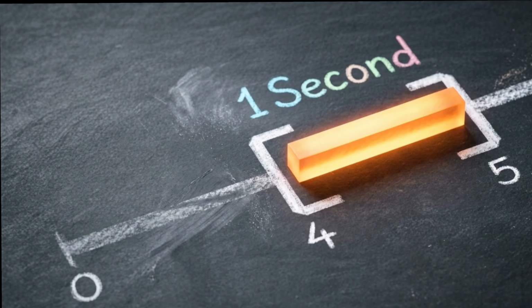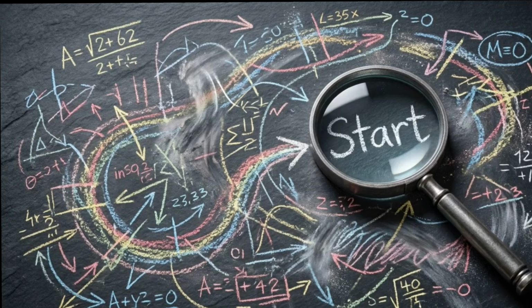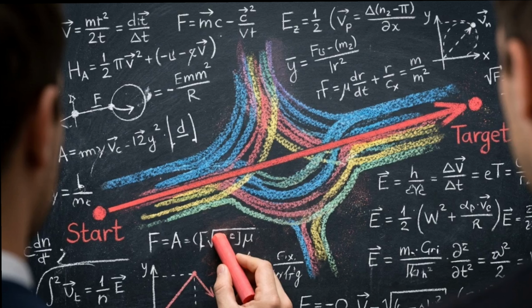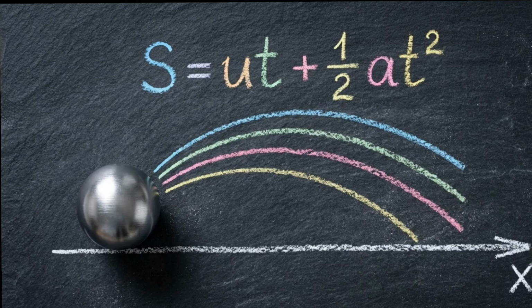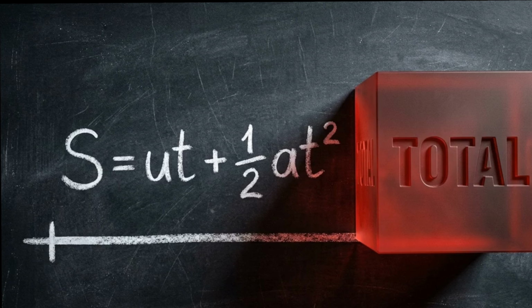We do not care about the first 4 seconds. Must we map out the entire history of the object's movement from the starting line? Or is there a direct mathematical shortcut to bypass the past? In classical mechanics, the standard equation for displacement is S equals ut plus 1/2 at squared. This formula is robust, but it calculates the total cumulative distance traveled from time zero.